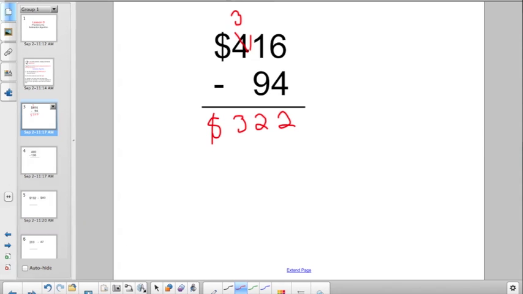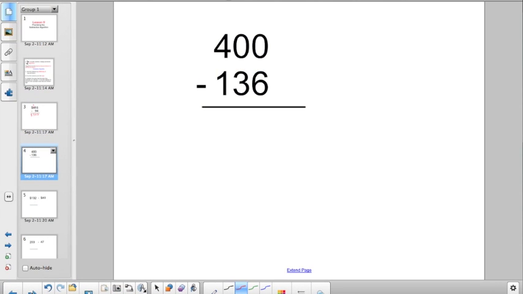Not too tough, let's try another one. 400 minus 136. Now I saw this today when I was helping somebody out. Let's start off with the first one and I'll point out what I'm going to say. 0 minus 6, can we do it? No, you cannot. 0 minus 6 is not 6. Your top number is smaller than your bottom number. So you got to go to your neighbor to try to borrow one. But guess what? This neighbor doesn't have one either. So now you have to go to the next neighbor.